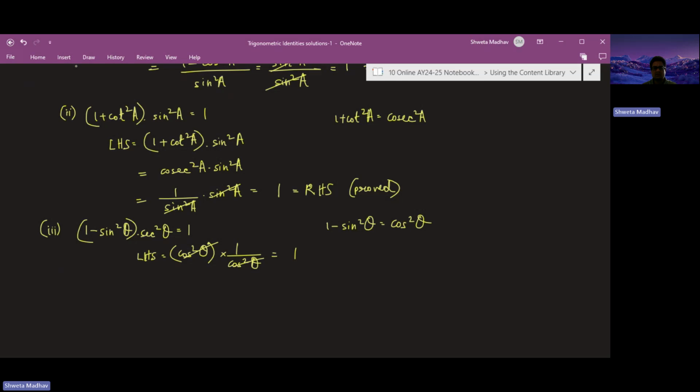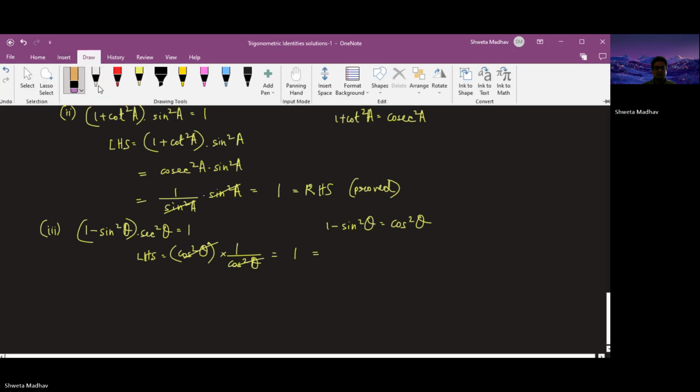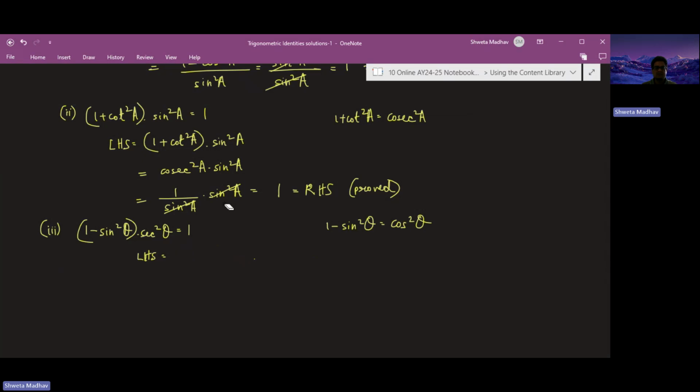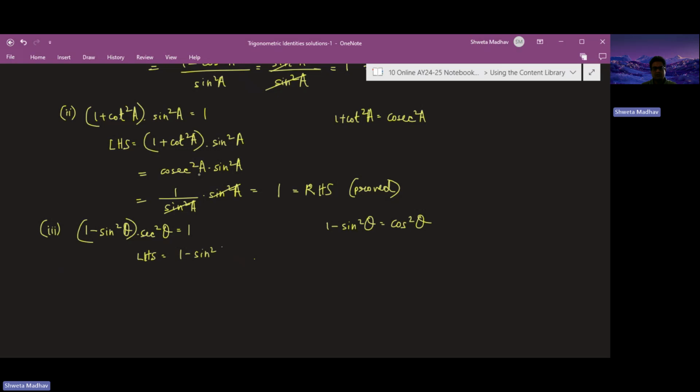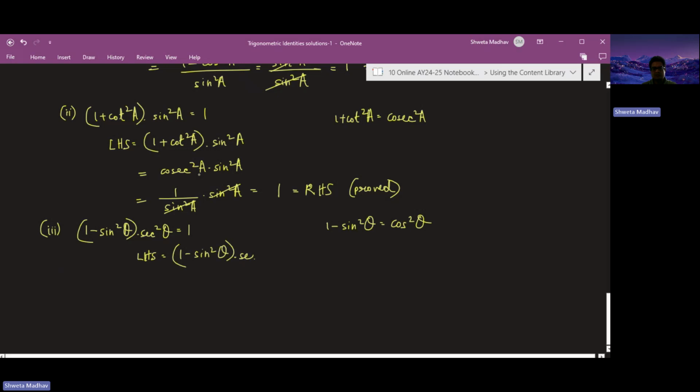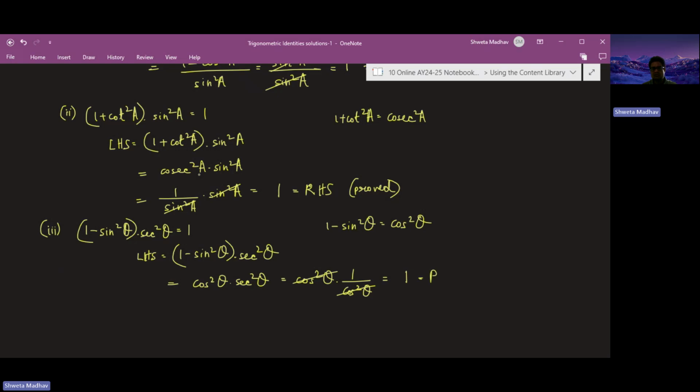Okay, first we should write what is given in the left hand side, then we can write. So the left hand side is (1 minus sin square theta) into secant square theta. So this 1 minus sin square theta is cos square theta, so cos square theta into sec square theta. Sec square theta is 1 by cos square theta, which is equal to 1, since cos square theta and cos square theta will get cancelled. So this is equal to the right hand side. So hence proved.